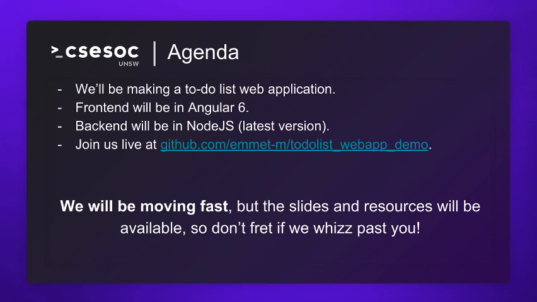The front end is going to be in Angular 6. It's important to remember that because there's Angular 1.6, Angular 2, Angular 4, there's no Angular 3, and then Angular 6. The backend will be in Node.js. We're going to be using the latest version of Node.js. And this is our Git repository. All of the code is going to be in here.